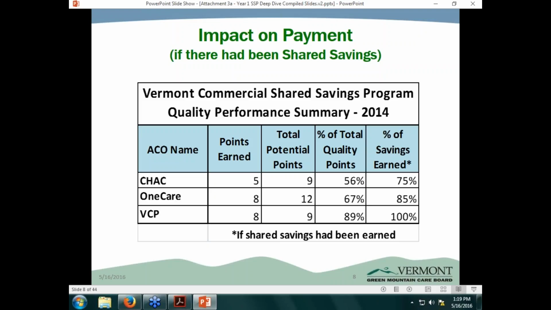So this is a summary tying back to the financials on the impact of payment. And so Vermont Collaborative would have gotten 100% of their portion, OneCare 85%, and CHAC 75% of the potential shared savings if that had been achieved.